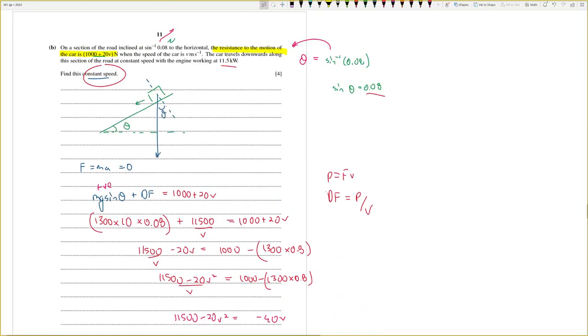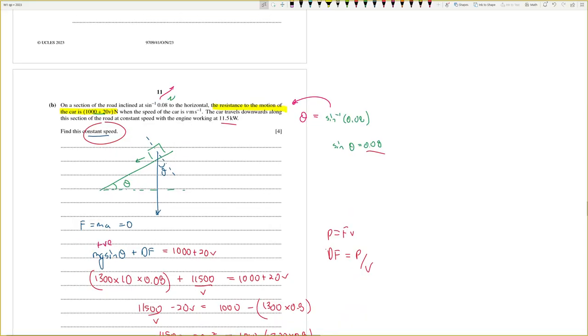Now for part B, let's check this out. On a section of the road inclined at sine inverse 0.08 to the horizontal, the resistance to the motion is 1000 plus 20V newtons when the speed of the car is V. The car travels downwards along this section of the road at constant speed with the engine working at this power.